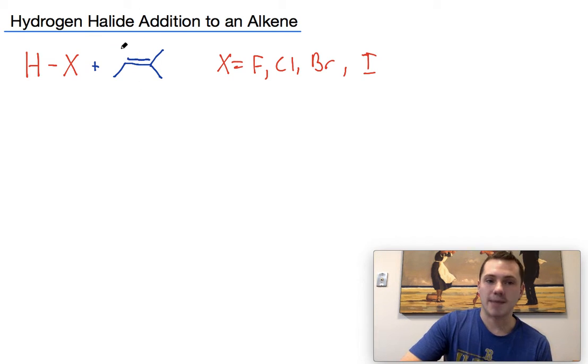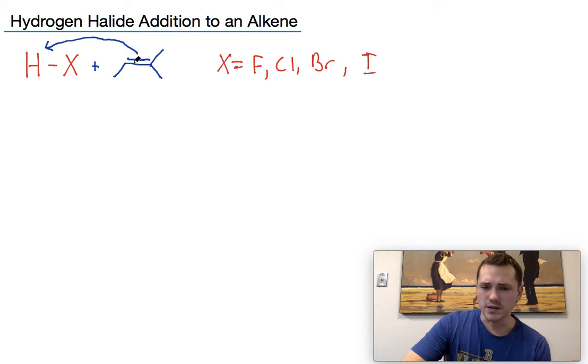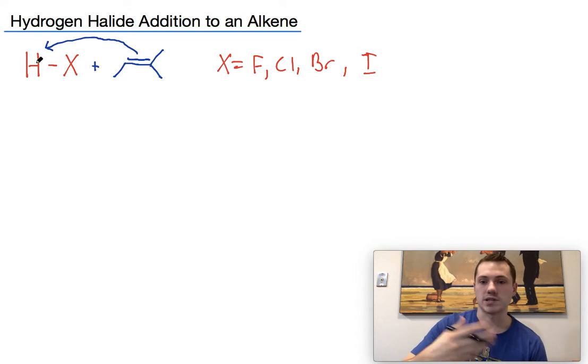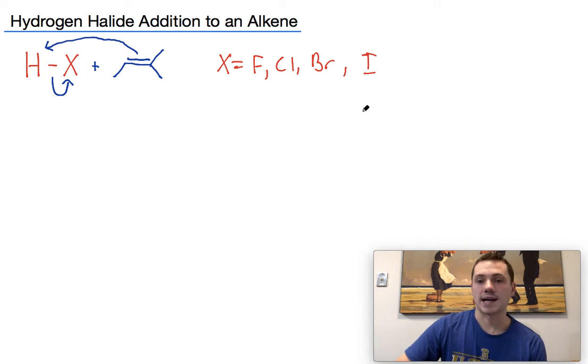Well, the first thing that happens is this pi bond, being nucleophilic, because it has kind of an excess of electrons, wants to come out here and grab this hydrogen. Now notice the back of the arrow goes to the pi bond, whereas the head of the arrow is attacking the hydrogen, and that's how we generally draw these arrow pushing mechanisms. And this bond right here is going to go over to the X.